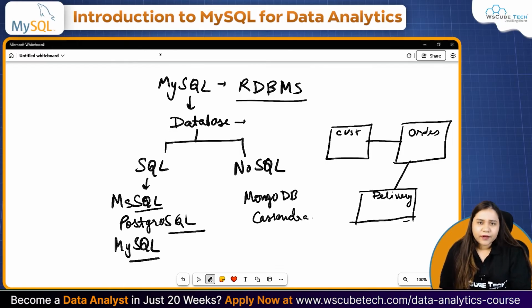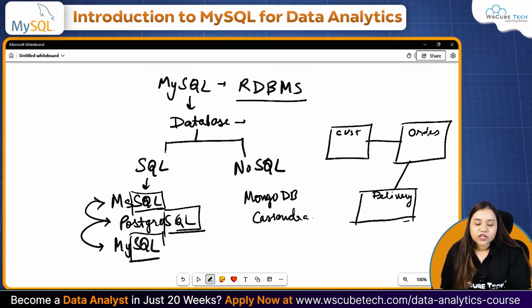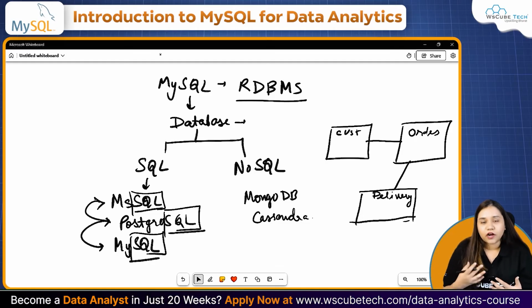Now, yes, a little bit of syntax, a little bit of functions vary from MySQL to Postgres and Postgres to MySQL, but they are majorly similar because they are using SQL, which is nothing but structured query language. So if you learn how to write SQL in one of the databases, it would be very easy for you to write it in the other databases as well. There will be a minor 10 to 20% of changes in both the databases.